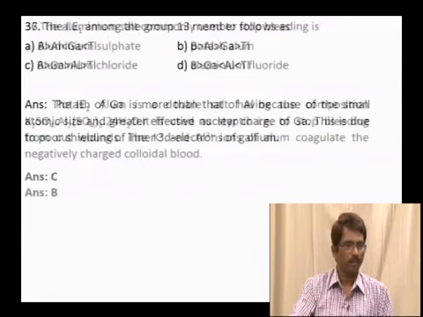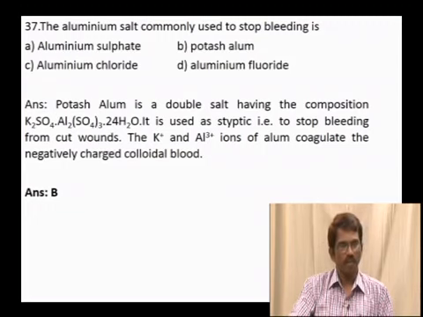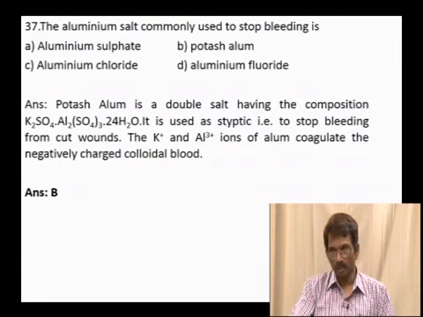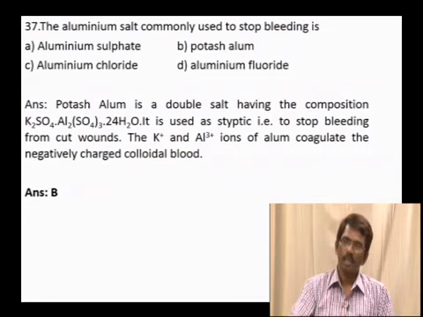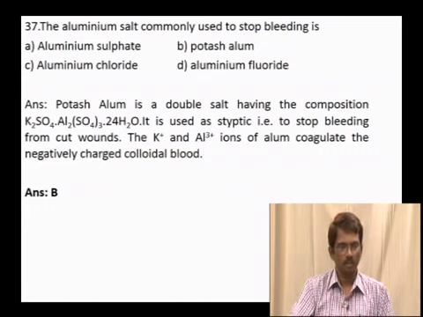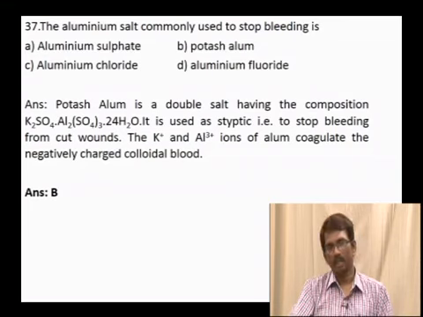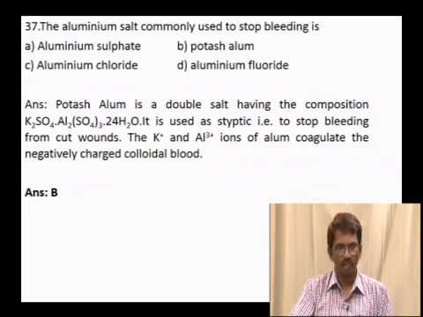is the correct one. In question number 37, the aluminum salt commonly used to stop bleeding is aluminum sulfate, potassium sulfate, aluminum chloride, or aluminum fluoride. The potash alum is a double salt. A double salt is normally a mixture of two simple inorganic salts having the composition K2SO4, Al2(SO4)3, 24H2O. Normally potash alum is employed as a styptic, that means to say, to stop bleeding from cut wounds.